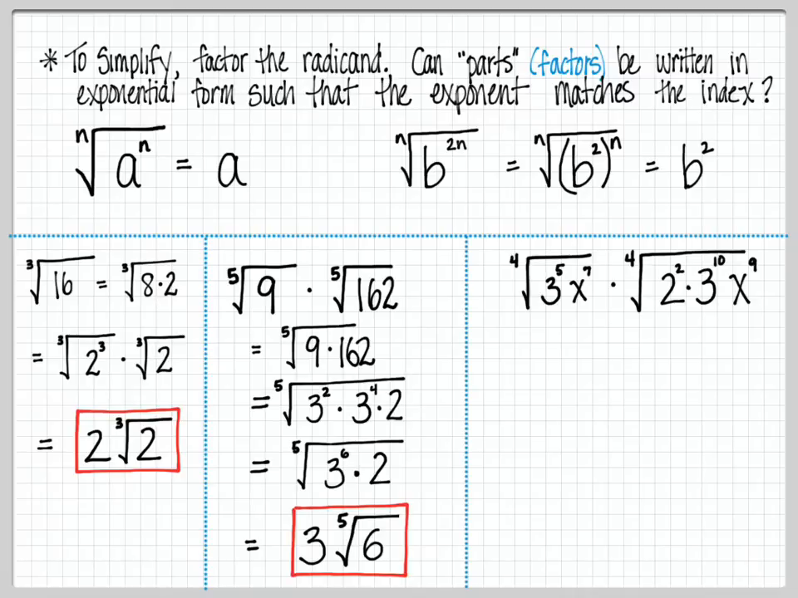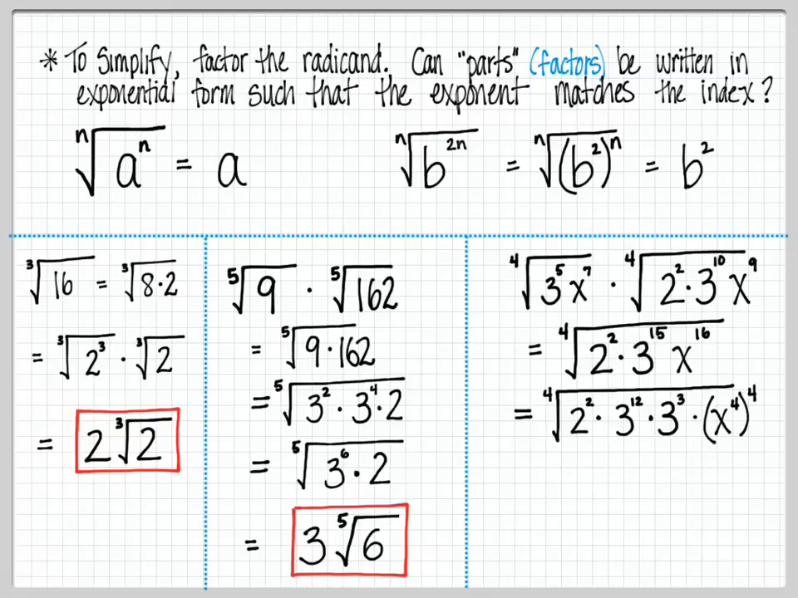In this problem, we have fourth roots. And they're already in factored form, which is kind of nice. So we write the fourth root of the following. I'm going to put them in order. I've got 2 squared. And it says 3 to the 15th. Well, that's because we had 3 to the 5th and we had 3 to the 10th. And we'll add our exponents when multiplying like bases. So I get 3 to the 15th. And then again, I have x to the 16th because I had x to the 7th and x to the 9th. I'm looking for ways to break them up so I can write them with exponents of 4.